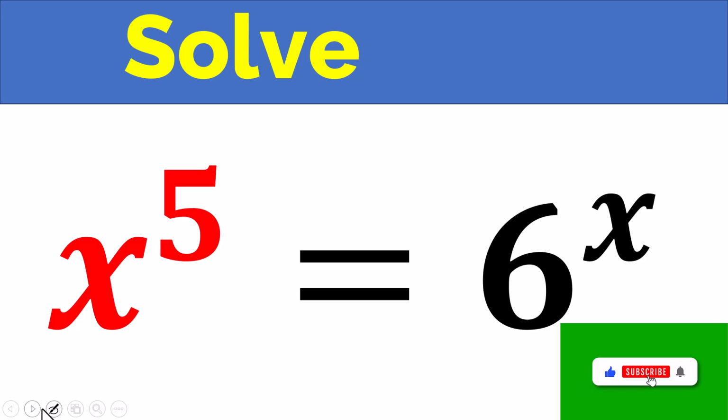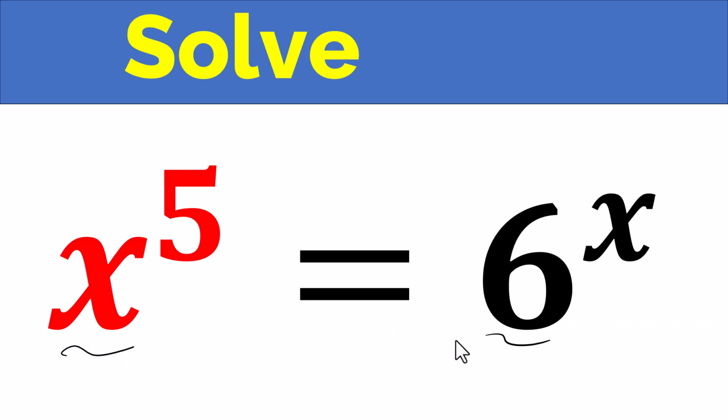So in today's tutorial, we are going to learn how to solve this. We have x raised to 5 on the left, then x raised to x on the right. Let's bring the powers down by taking natural log on both sides.